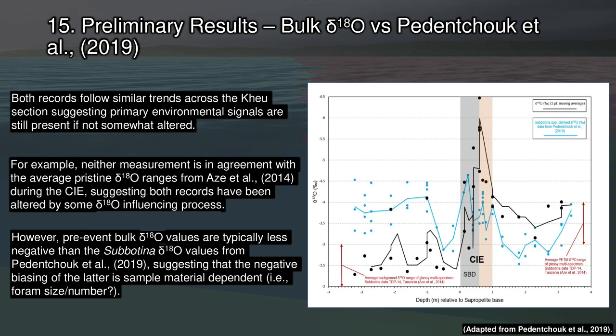Interestingly, the bulk 18O measurements pre-event seem to fall within the range of the average background measurements of foraminifera from pristine samples from other sites. So potentially, it could infer that pre-event the bulk samples are recording less altered values, and that the pre-event foraminiferal samples are more altered in some respect. That might suggest that the reason the foraminiferal samples are more negative is something to do specifically with that material. So is it the foram size or the number of foraminiferal specimens analyzed contributing to these unusual negative values?